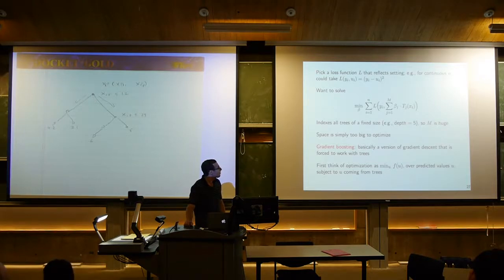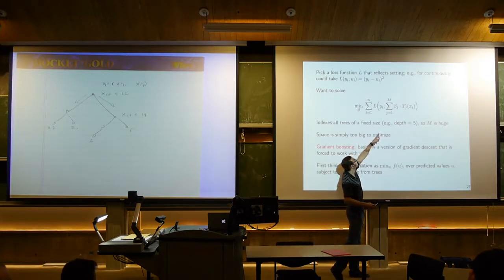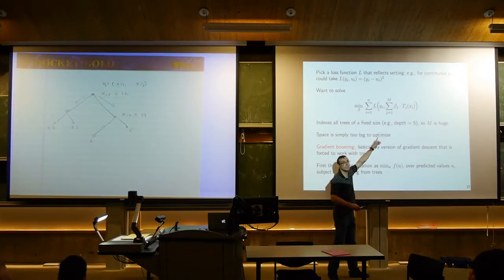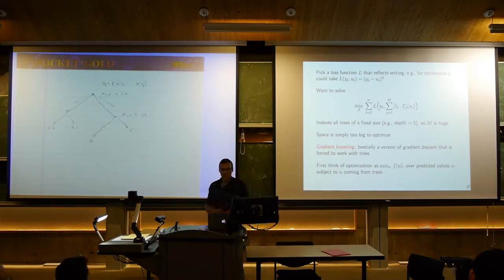So even though, let's suppose L was convex, this would be a convex problem because my parameters are beta, right? Here I have just a convex function of a linear function. Even though it could be convex, it's just too big to optimize. So what gradient boosting does is basically it runs gradient descent on this loss function, but it forces at every stage my predictions to be trees. So it's a very clever way of running gradient descent.